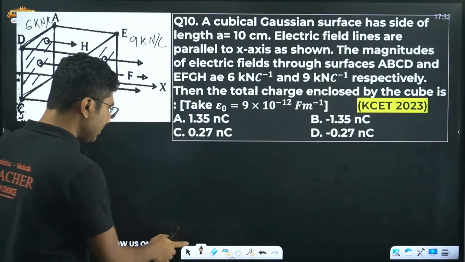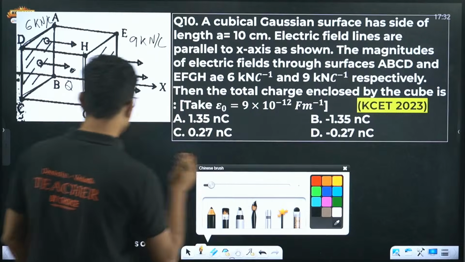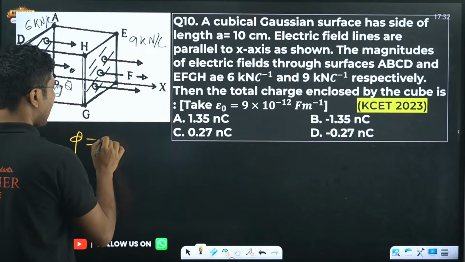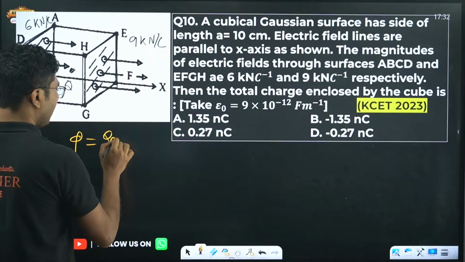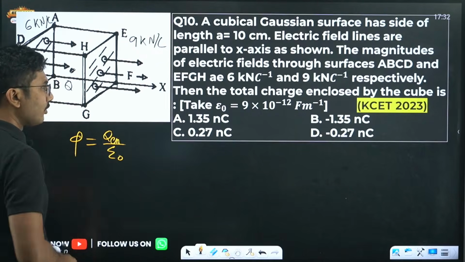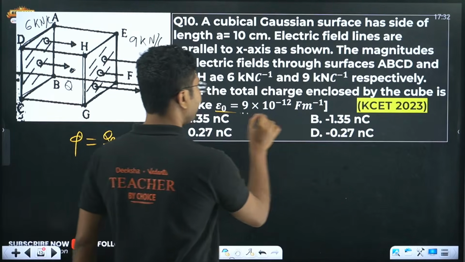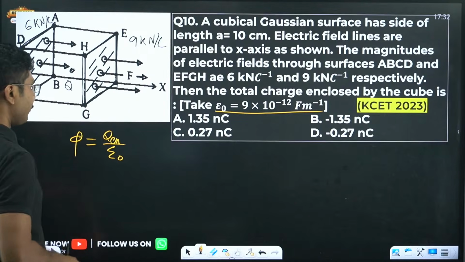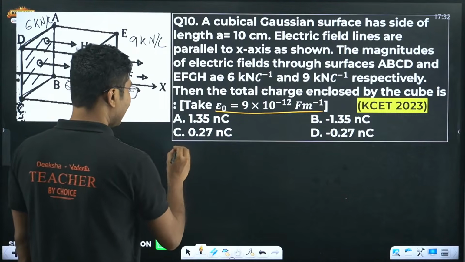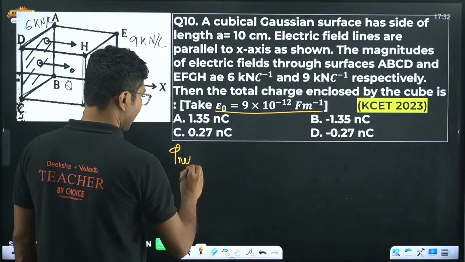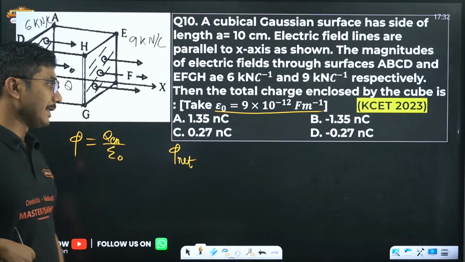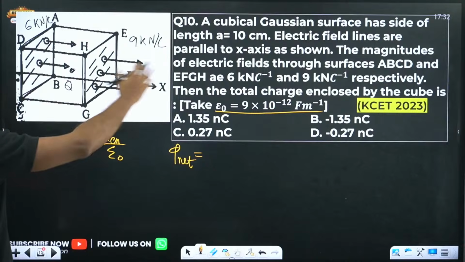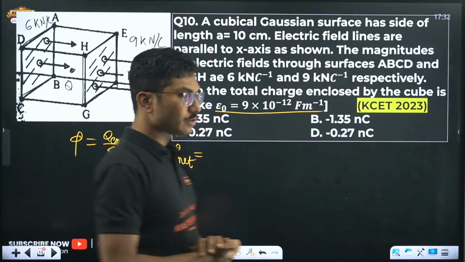Obviously we know that from Gauss's law, the flux is given by charge enclosed divided by epsilon naught. The value of epsilon naught is given, 9 into 10 to the power of minus 12. You have to calculate the charge enclosed. For that, you have to find the net flux. How to calculate the net flux? Net flux is obviously the total outgoing flux.